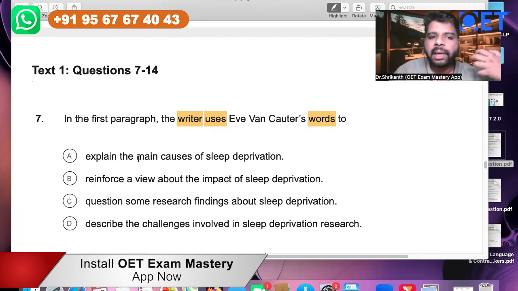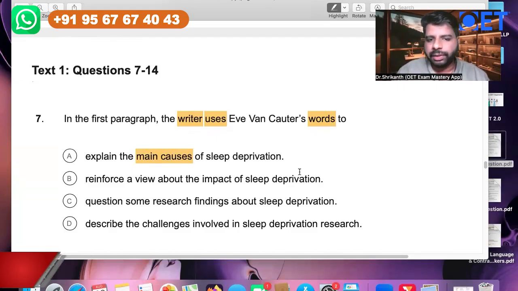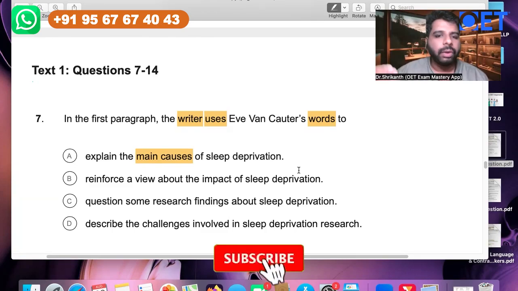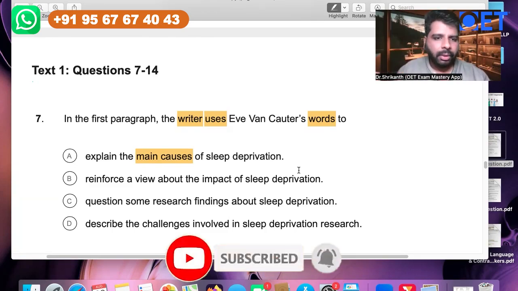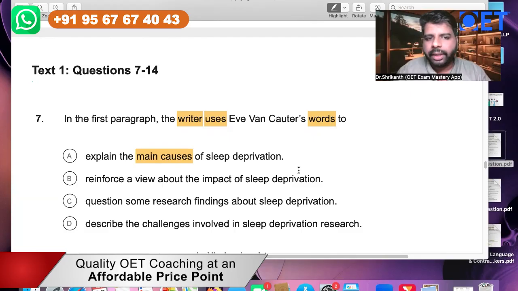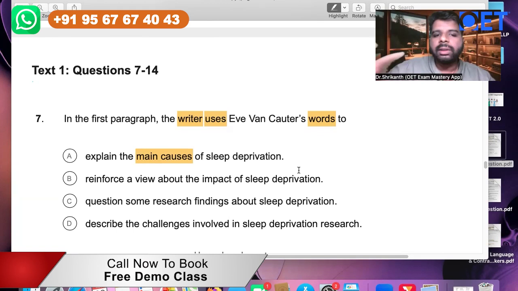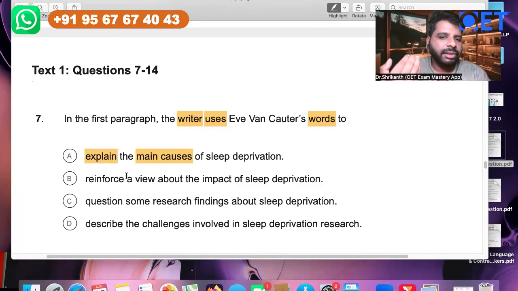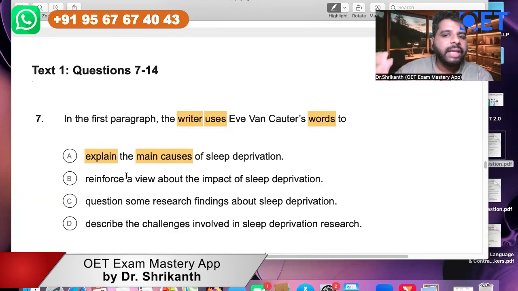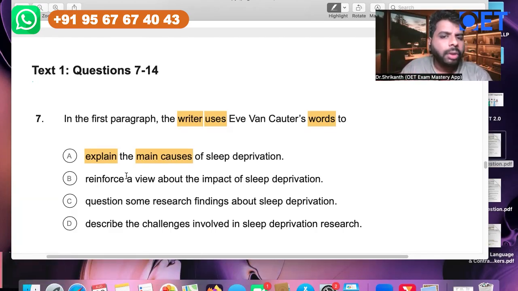First reason: to explain the main causes of sleep deprivation. Sleep deprivation is your inability to fall asleep, or the person is not getting enough sleep. And then there are different causes. Causes basically means reasons: reason number one, reason number two. Because of all these causes, a person is getting sleep deprivation, and he is explaining. Now you have to make the connection. The purpose of using E. Von Cotter's words is to explain to us. So the writer is trying to explain to us the main causes of sleep deprivation.